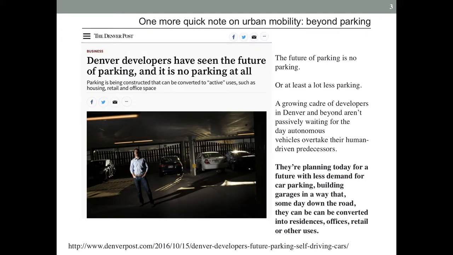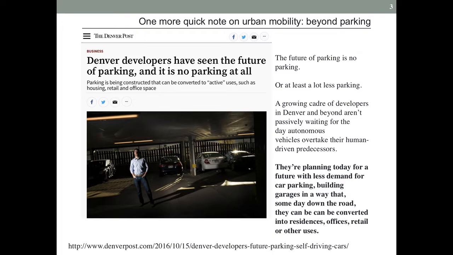I will have a quick note on urban mobility. A couple of you looked incredulous after class as we talked about these things on Monday and Wednesday last week. Really? Will cars go away? Will parking really show up in a huge surplus as a result? Well, I just want to point out this piece already from 2 whole years ago, as of last week, from Denver. Note this: Denver developers have seen the future of parking, and it is no parking at all.